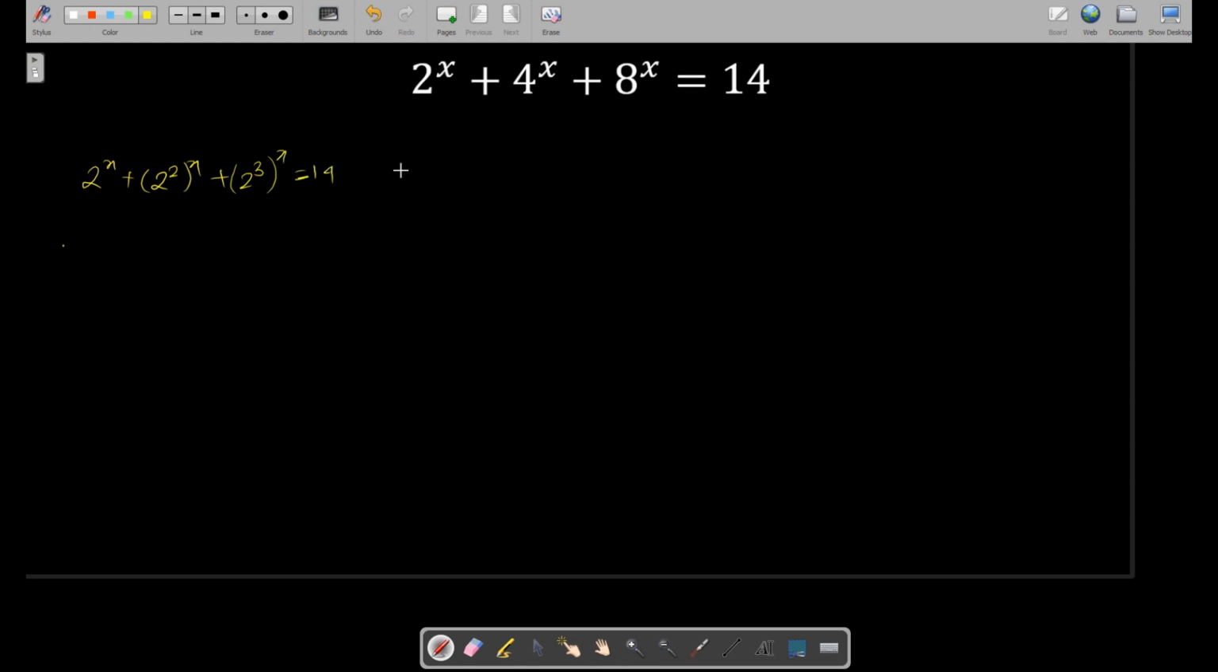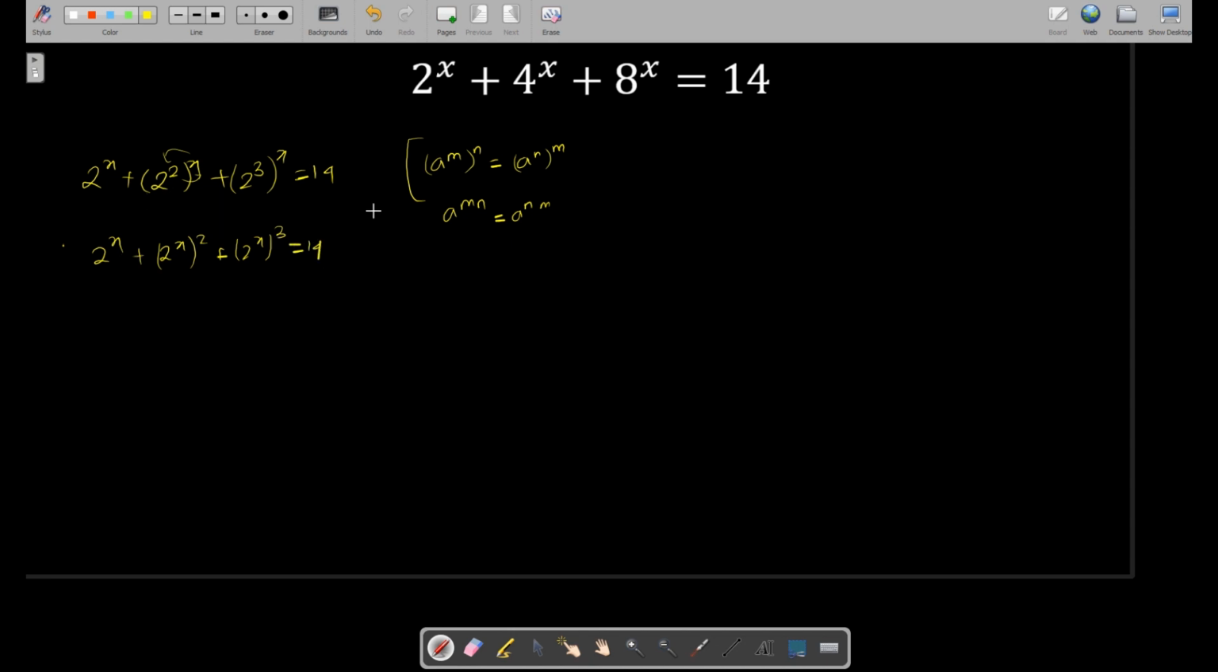Okay. Now let's apply the indices formula that says a power m whole power n can be expressed as a power n whole power m. This is because the powers multiply, and in multiplication it doesn't matter which number you write first. That's the basic idea we will use. So in this term, 2 power 2x becomes 2 power x whole power 2, plus 2 power x whole power 3 equals 14.